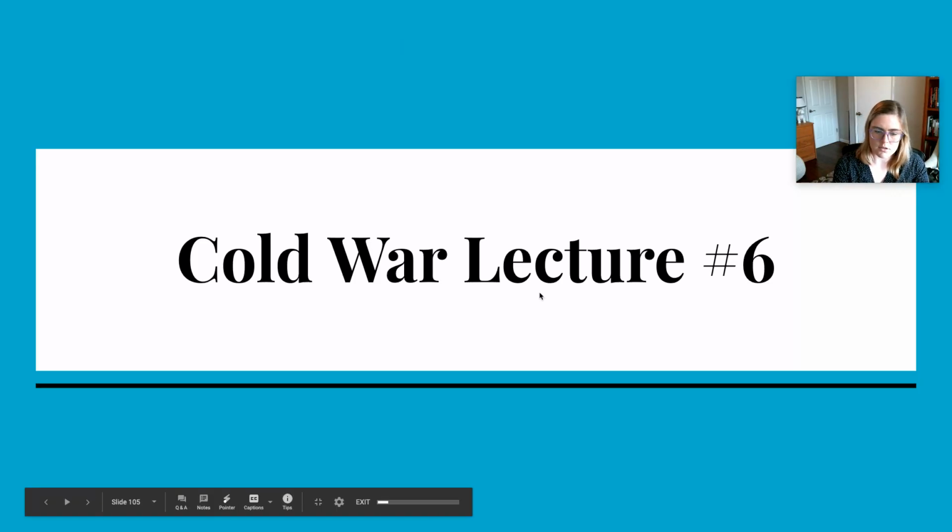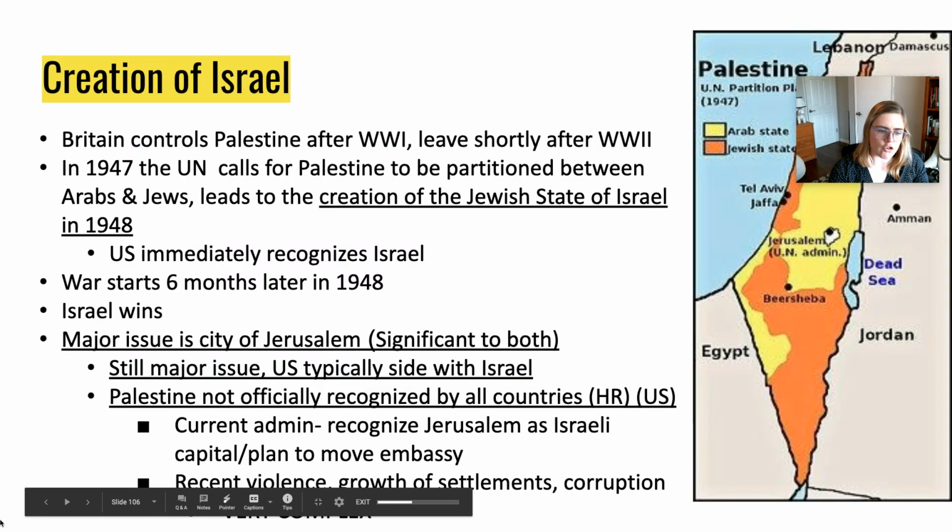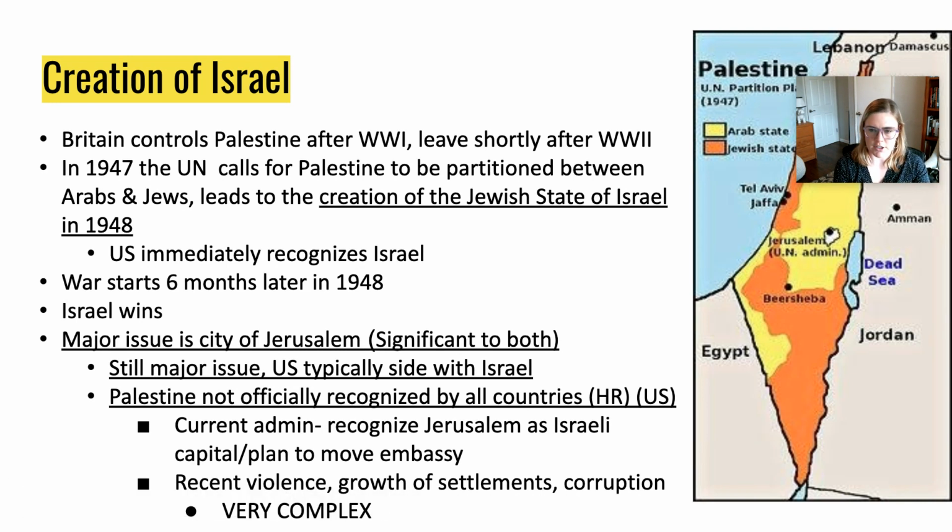All right, so this is our 6th lecture on the Cold War. When we left off, I was talking about the CIA and the CIA's involvement in lots of different countries. So we're going to take a step back and then I'll connect these things in a second. One of the things that we see in the post-World War II era is the creation of Israel. Britain had controlled Palestine, which would become Israel, after World War I. Shortly after World War II, they call for Palestine to be partitioned between Arabs and Jews, creating a Jewish state of Israel in 1948.